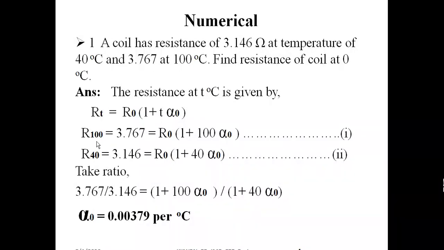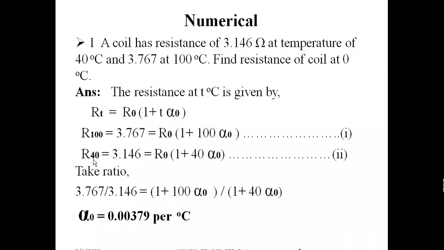So, that equation becomes R100 = 3.767, this value is already given, = R0(1 + 100 alpha 0). We will call that equation number 1. We can write a similar equation for our other temperature, that is 40 degree centigrade.